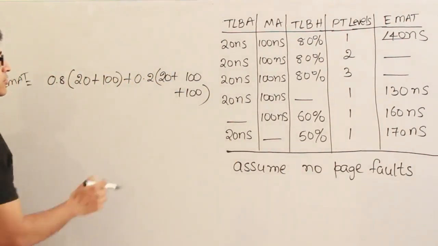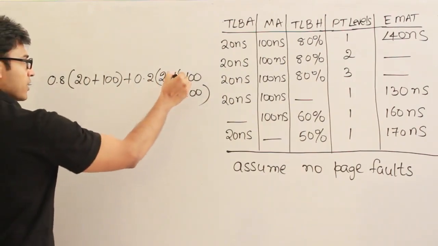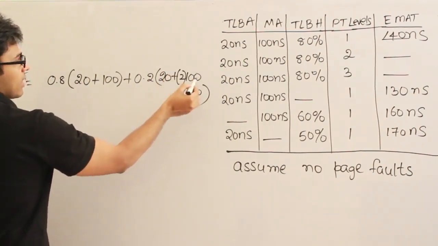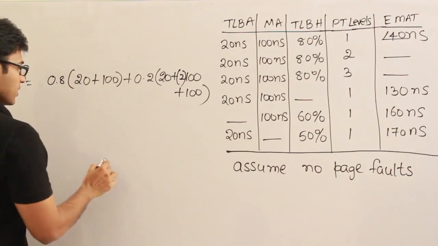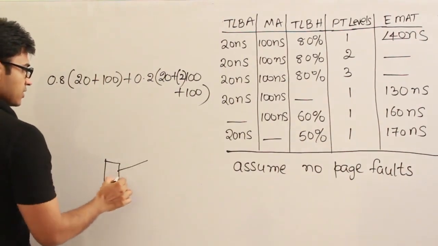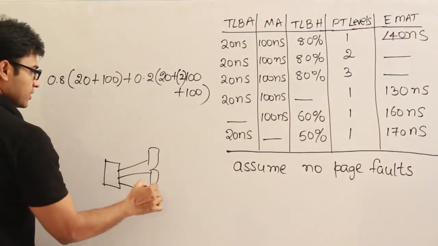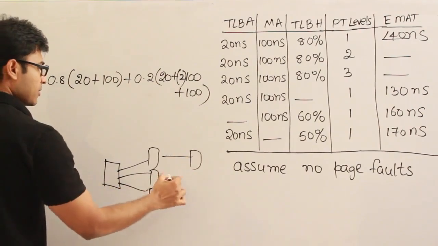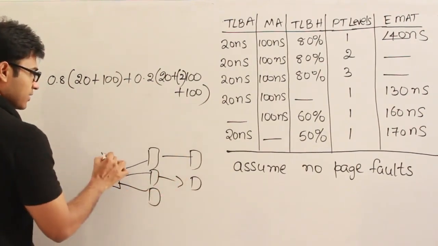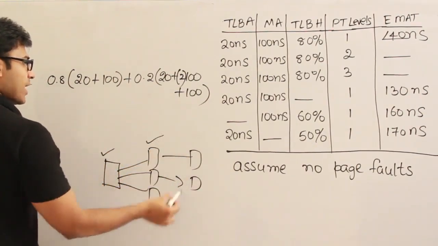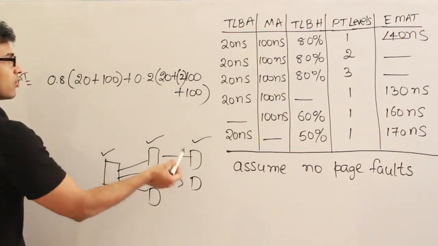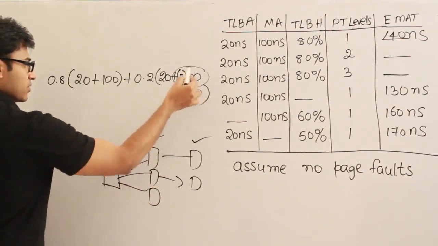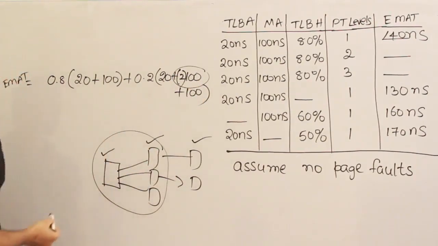Then how much is it going to be? So here I am going to write it as 2, meaning a 2 level page table. So the first level page table is here, the second level page table is here, and finally the main memory is here. So first I have to get this, then this, and finally this. Therefore, this part is going to be this part. So 2 times I have to access the main memory in order to get the page table entry.